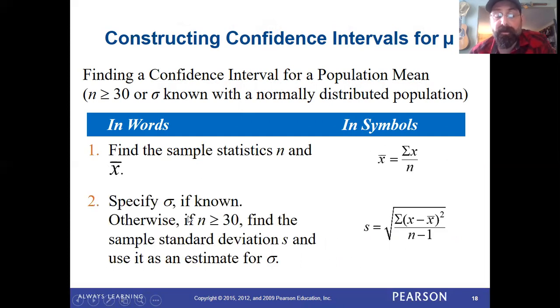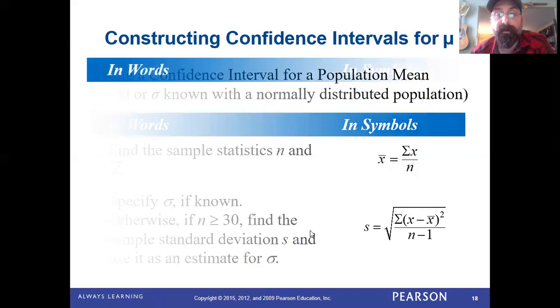If we know sigma, great. It should be given to us. If we don't know sigma, then as long as we have a large sample size, as long as n is greater than or equal to 30, we can calculate its sample standard deviation using this formula from way back in chapter 2, and use that instead of sigma.